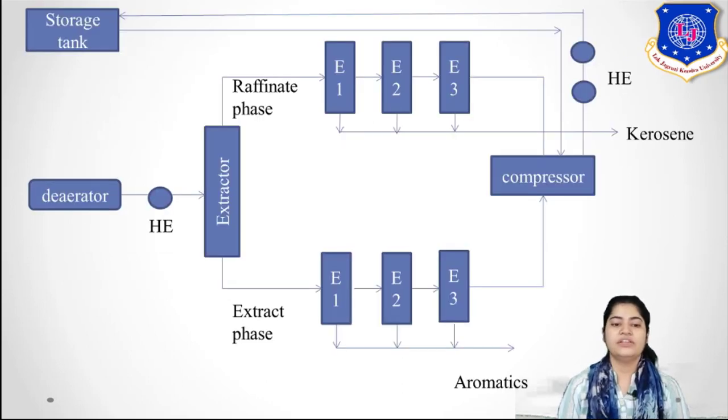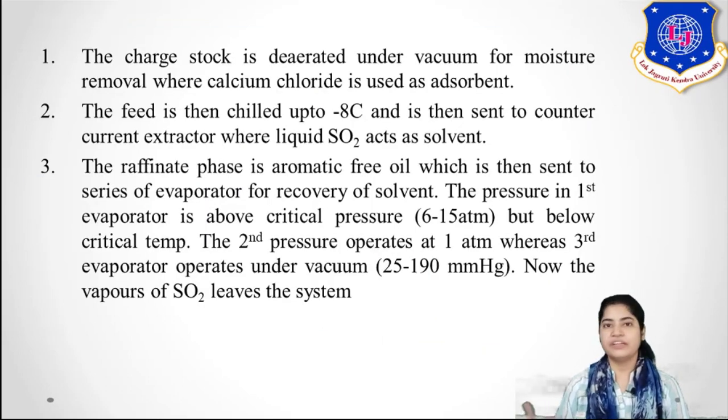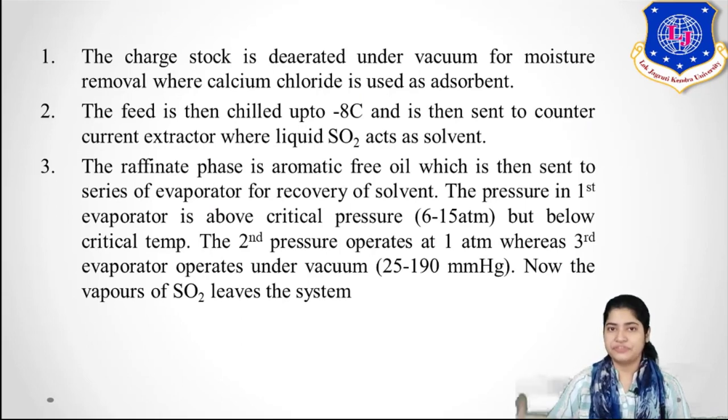So you can see your top product is what? Your raffinate phase, whereas in your bottom you get your extract phase. Sulfur dioxide is heavy in nature, hence you get that in the bottom. So your raffinate phase, what does it comprise of? It is aromatic-free oil. Okay, so you can say that your extract contains sulfur dioxide as solvent plus the aromatic content.